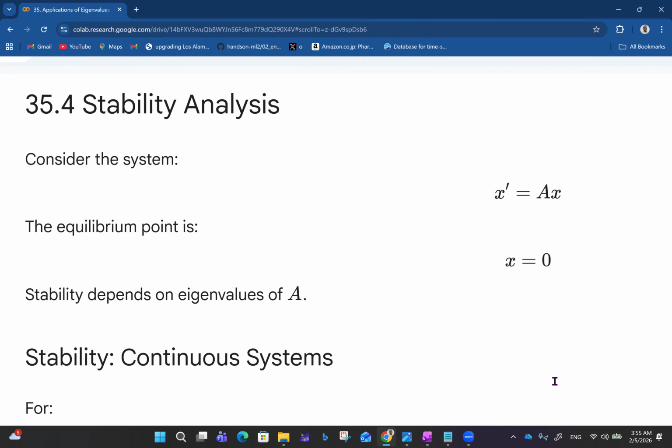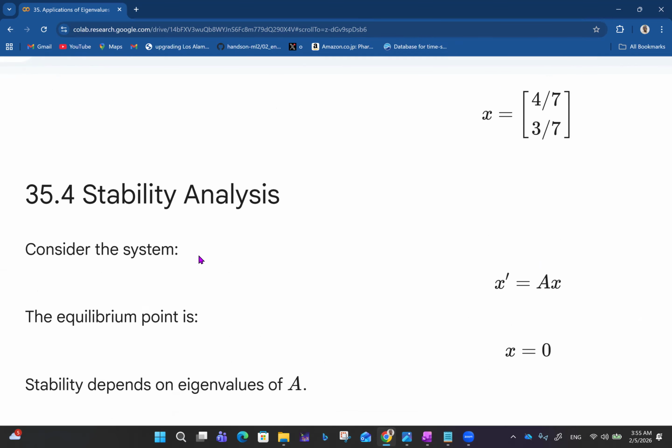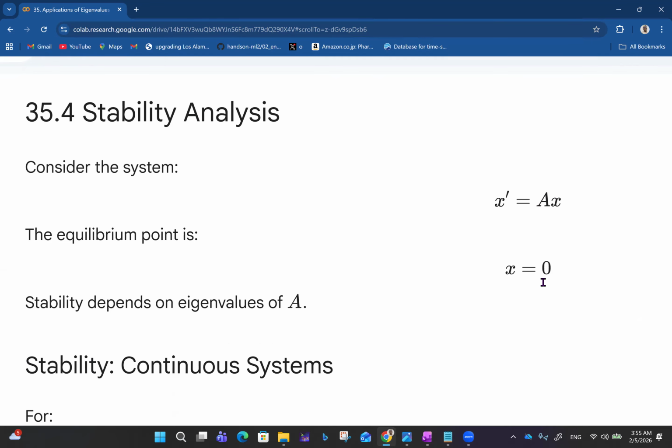Then we go ahead to talk about stability analysis. Consider the system x prime equals Ax, that's dx/dt, equal to Ax. The equilibrium point is x equals 0, that means Ax is equal to 0. Stability then depends on the eigenvalues of A. So if you talk about stability, it depends on the eigenvalues of A in this situation.